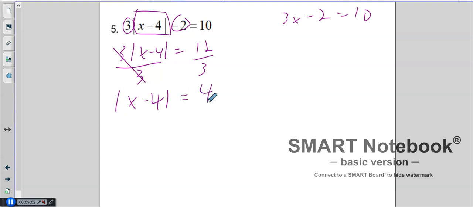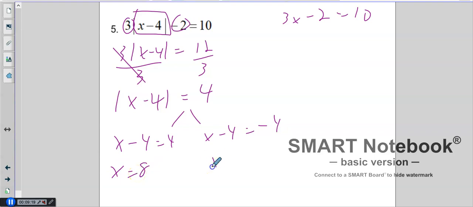Now at this point, I'm ready to set it equal to two different equations. x minus 4 equals 4, and x minus 4 equals negative 4. So when I add 4 to both sides, I get x equals 8 here, and x equals 0.